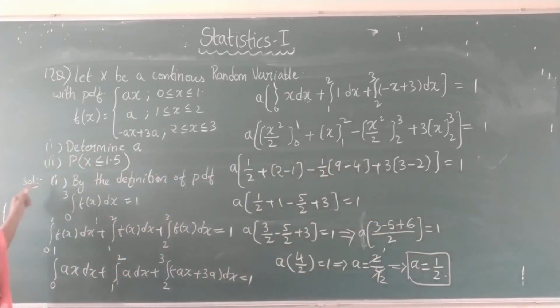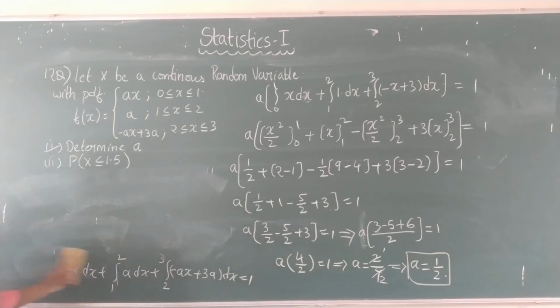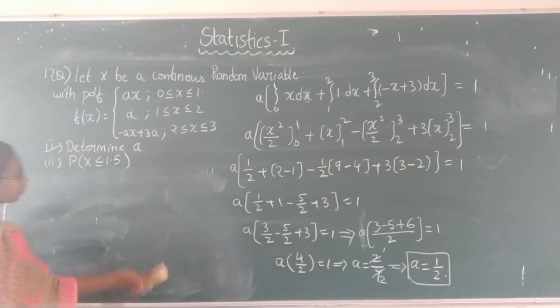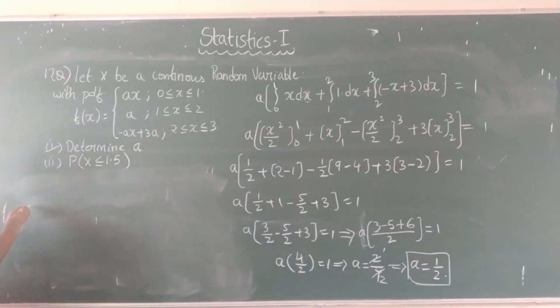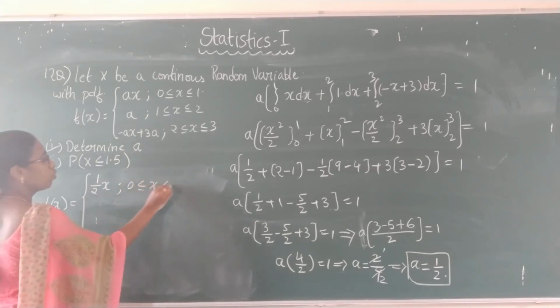Write the value, that is, a equals to, first bit is finished, that is a equals to 1 by 2. So how will we write the function now? Write down the function by substituting the a value. Therefore, f of x is equals to, first value is ax. Ax means 1 by 2x in between the limit 0 to 1.